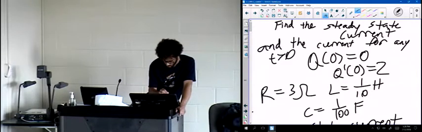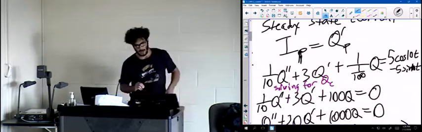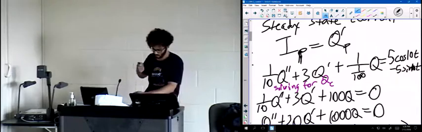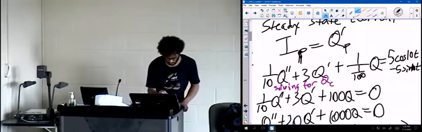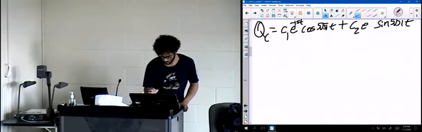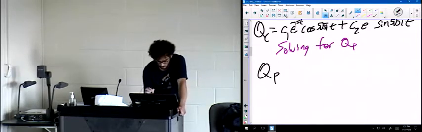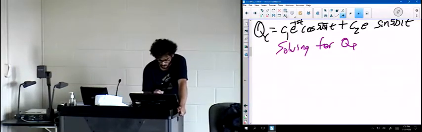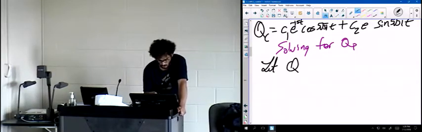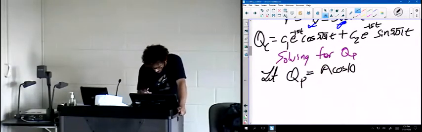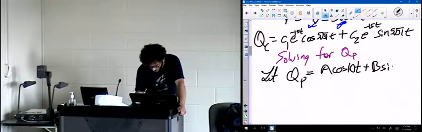So, where was my equation? Here it is. So, it's of the form cosine and sine, so what we do is we also make an assumption about our Q of P. So now I'm going to say solving for Q of P. And if that's the case, I want to say let Q of P have the form A cosine, I believe it was a 10, yes, 10t plus B sine 10t.